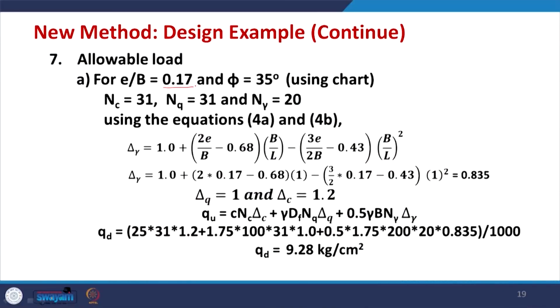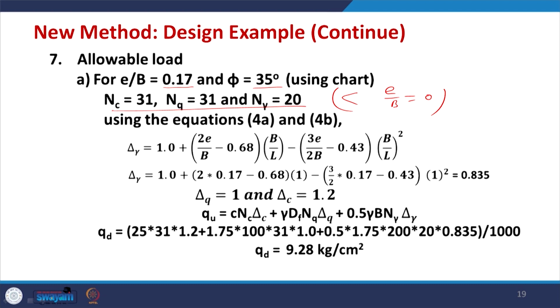Whatever calculation we have done so far was for E by B equal to 0. Now, let us take E by B equal to 0.17 and phi equal to 35 degrees. Using the charts you get NC 31, NQ 31 and N gamma 20. Make sure that these values are less than those for E by B equal to 0. It cannot be that they exceed the values which we used earlier.